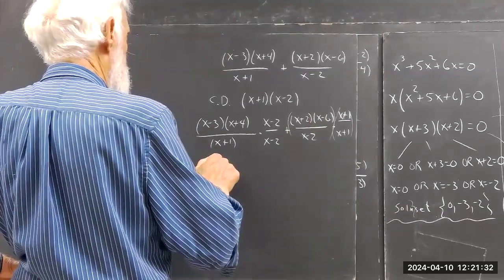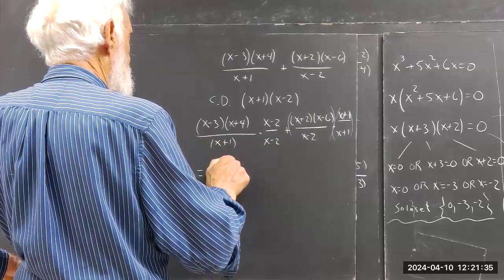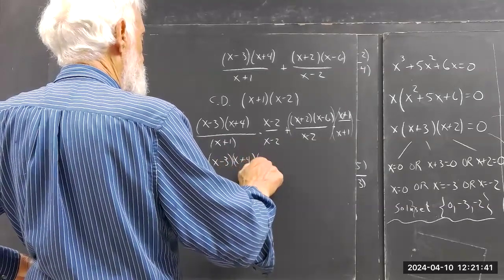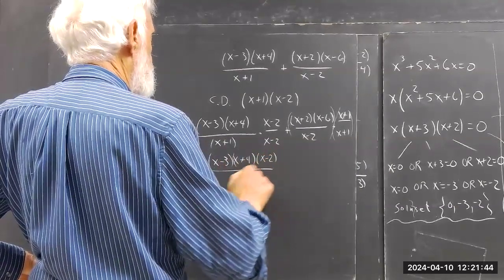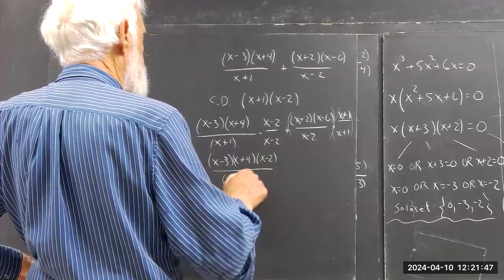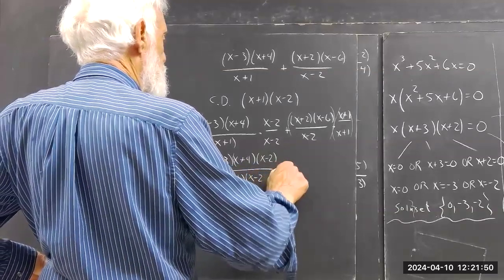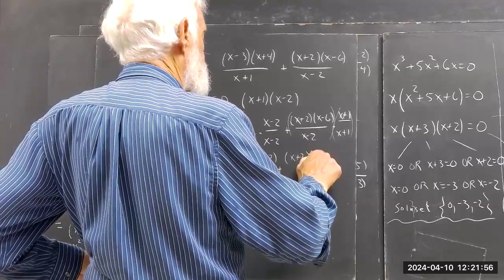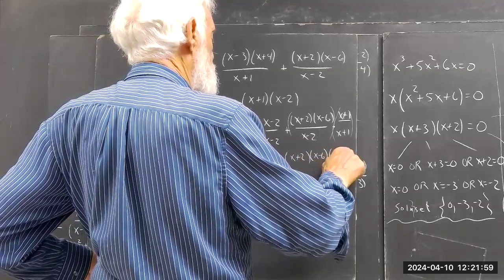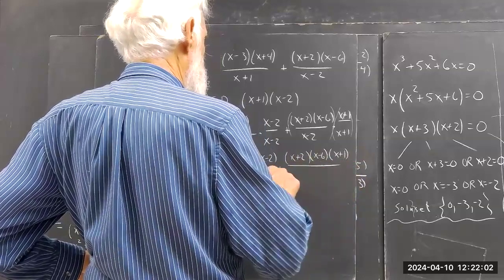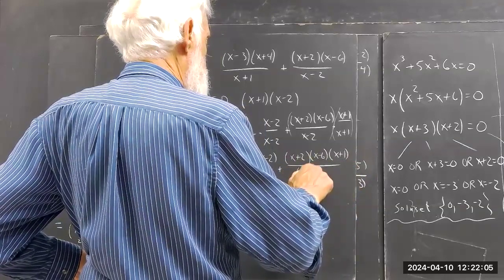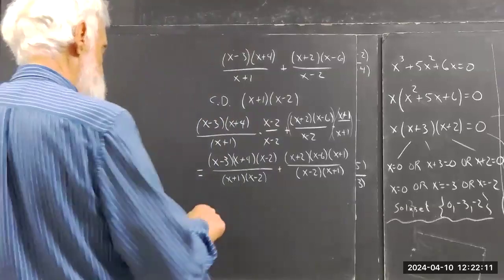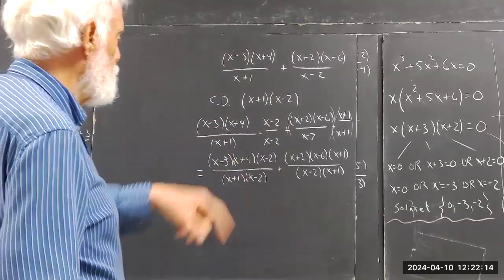Okay, well, the numerator then becomes x minus 3 times x plus 4 times x minus 2 over x plus 1 times x minus 2, added to finally x plus 2 times x minus 6 times x plus 1 over x minus 2 times x plus 1. Then we have to multiply out our numerator.